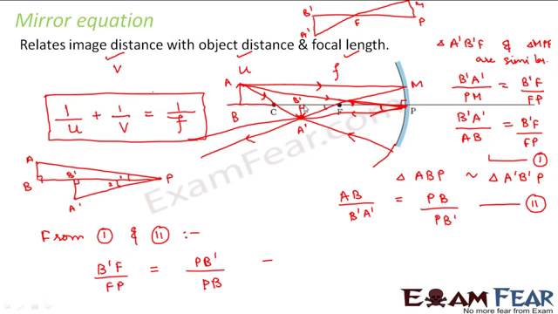What is B dash F? This is B dash F. What is B dash F? It is nothing but PB dash minus PF, right? We can say that since B dash F is equal to PB dash minus PF.